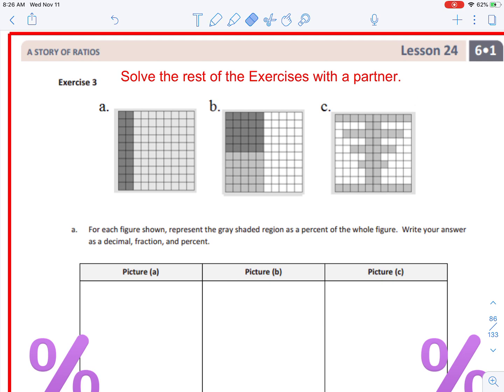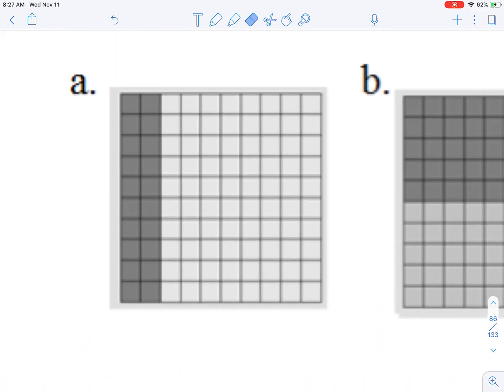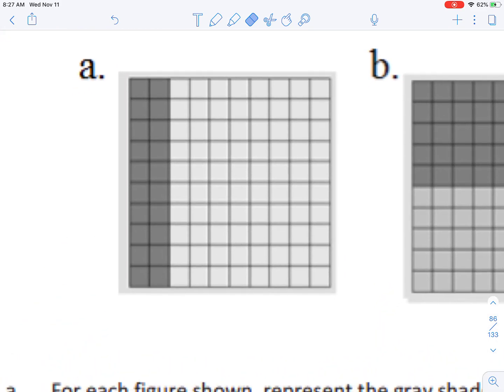Okay? So, it says for each figure shown, represent the gray shaded region as a percent of the whole figure. Write your answer as a decimal, fraction, and percent. So let's look at letter A. Okay, how many are shaded out of 100? Well, there's 2 rows of 10, so 20. This is 20 over 100, which equals 20%.